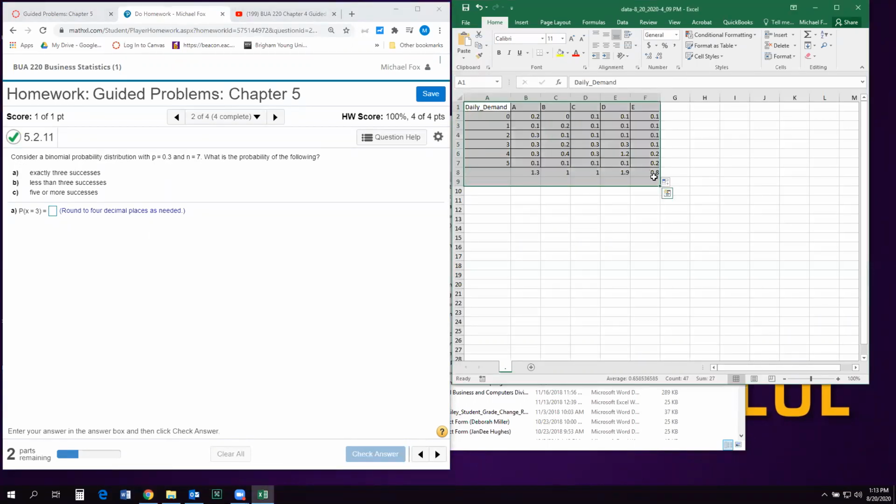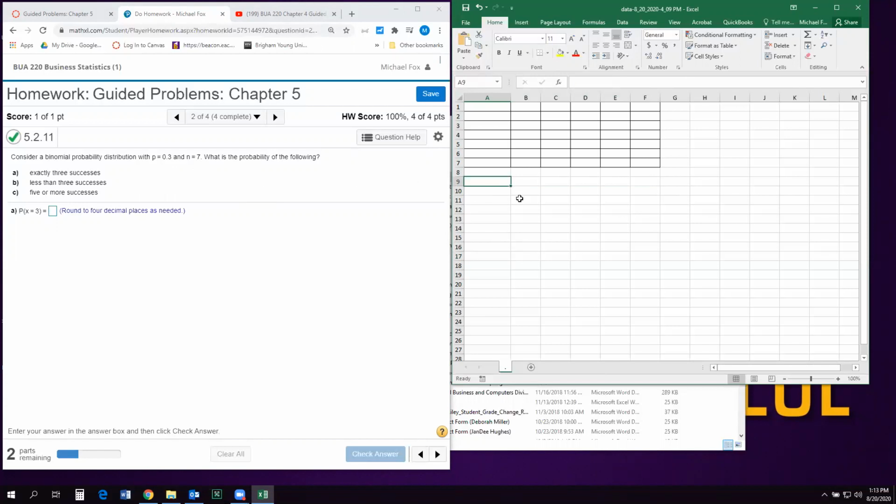So it's like flipping a coin is binomial, right? If we were flipping a coin, instead of the probability being 0.5, we're saying the probability of success is 0.3 and the probability of failure is 0.7 for any given try. That's what that means. And then n is the number of times we flip the coin, 7 times. All right, so what is the probability of the following?